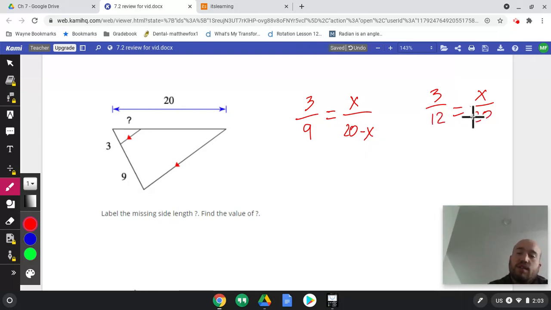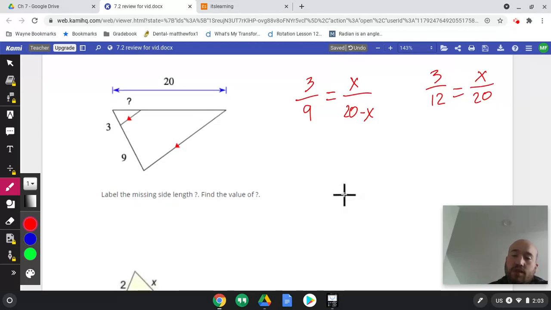And hopefully you can see the reason why. 20 is the whole length, so 9 is not the whole length. The whole length would be 3 plus 9, which is 12. So either of these options work. We'll quickly show that both will work.